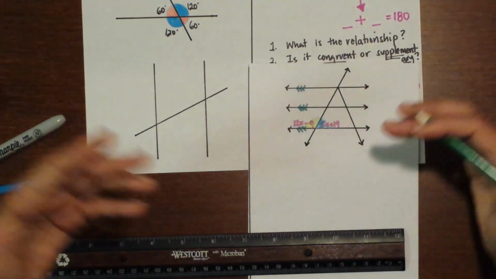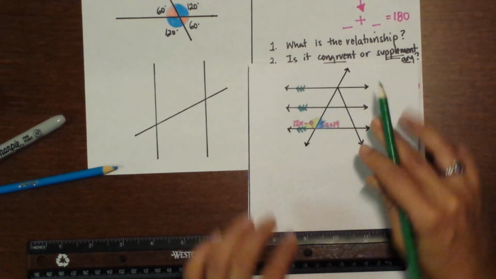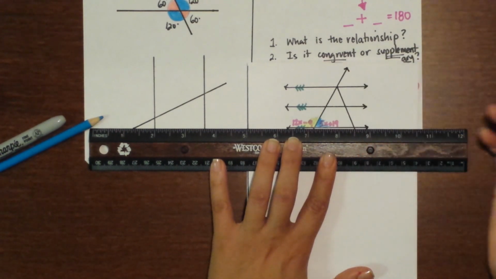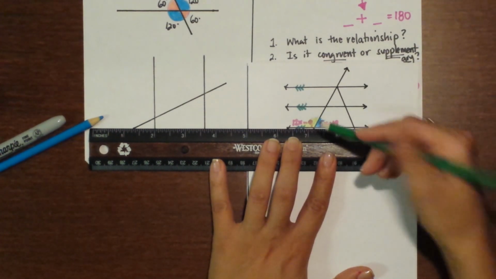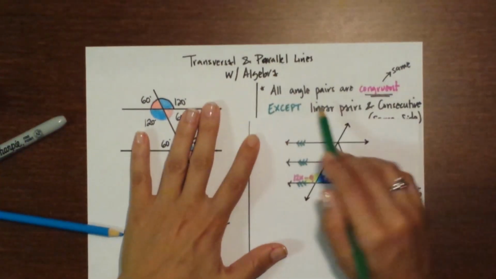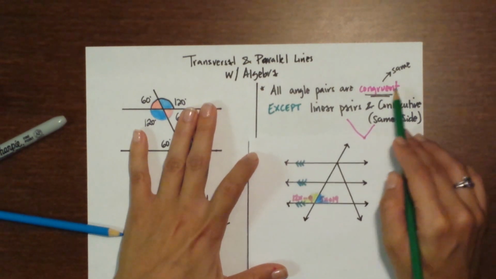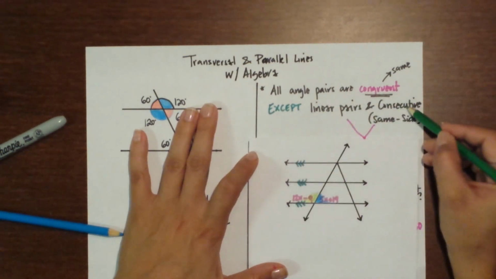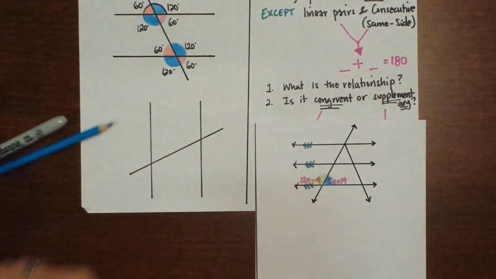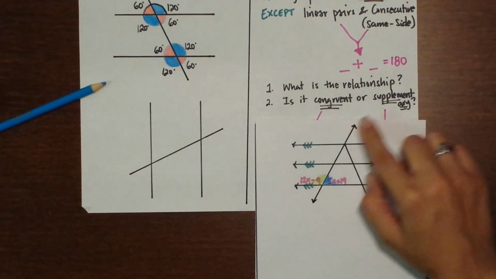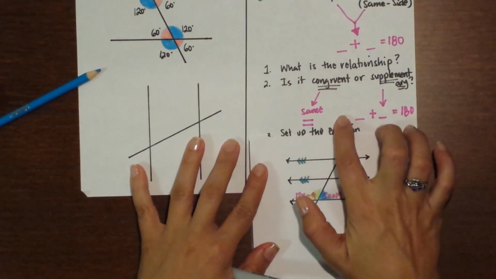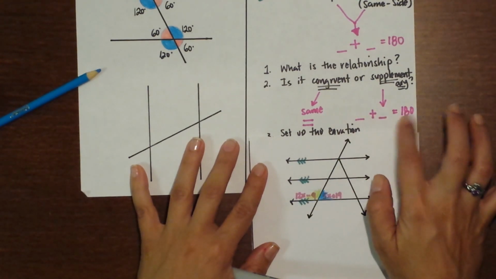But let's look at it from what is the relationship. The relationship between these angles, again, and I'll put a ruler right here to give you a quick hint, it starts with L. Good. Linear pair. All right, and remember from what I said earlier, all angle pairs are congruent, which means equal, except linear pair and consecutive, anything consecutive and same side. So in this case, we have a linear pair. So we are going to know that those are what? Congruent or supplementary? They're supplementary. So that means that they add up. When you add the first angle and the second angle, they're going to add up to 180.